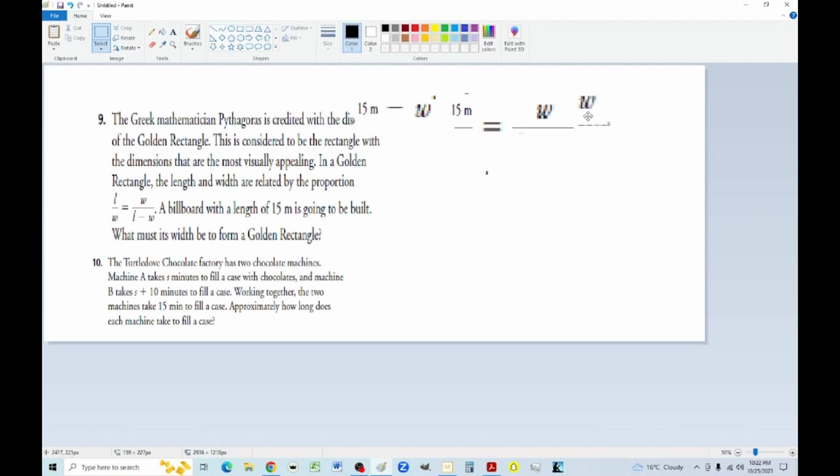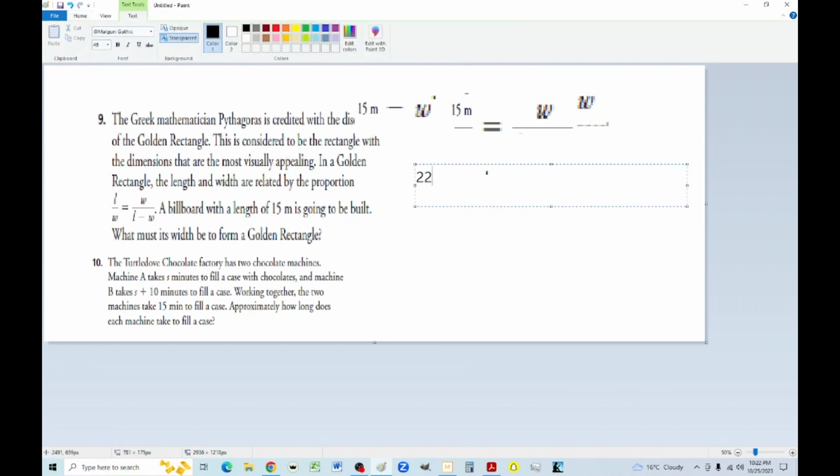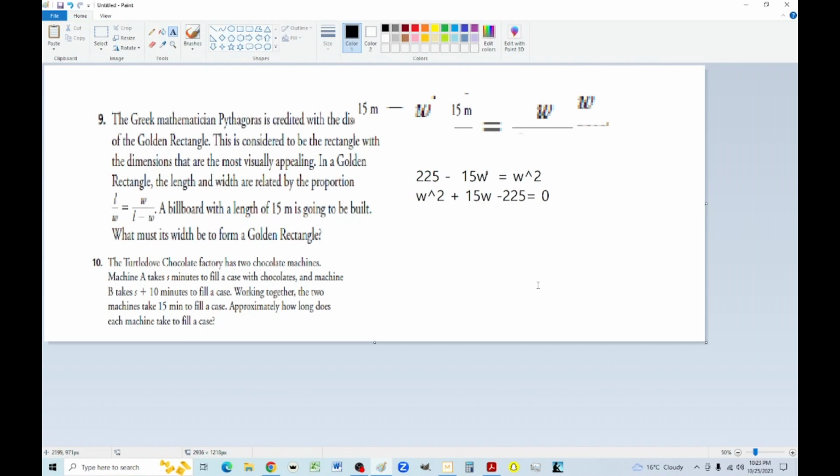And we're probably going to get a quadratic. So on the left side, we get 15 times 15, which is 225, minus 15w. And on the right side, we've got w squared. So putting everything on the right side, we get w squared plus 15w minus 225. Now, I have no doubt that I can come up with something that adds up to 15 and multiplies out to minus 225, except I'm not going to bother.